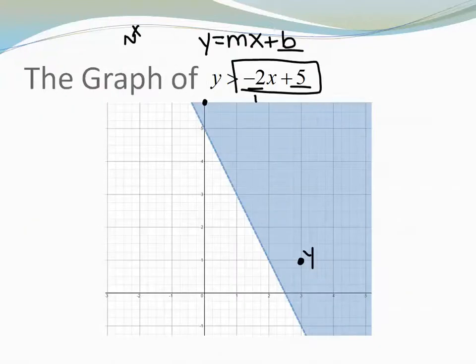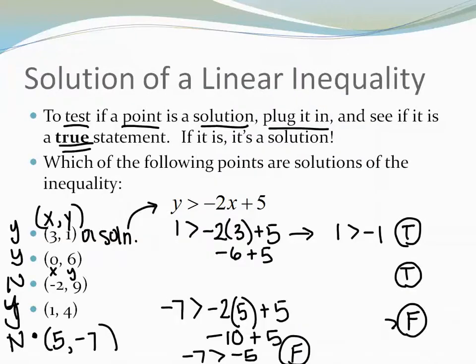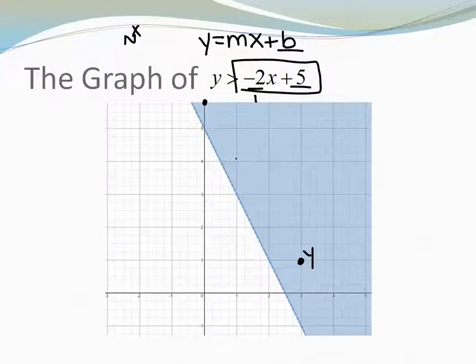We also had 1, 4 was a yes. That's a yes. That's a yes. What else? We had 5, negative 7. Again, we can't see that one on here. Okay, so let's try some more points that are actually on here.